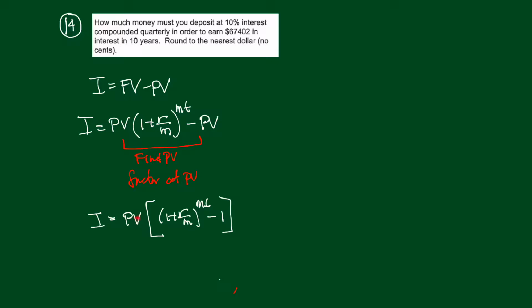Now I'm trying to solve for PV. Let's divide by all of this. PV is going to be I divided by (1 plus r over m to the mt minus 1). Let's put in the numbers. PV is I. We know what interest we want to make. The interest was given as 67,402.